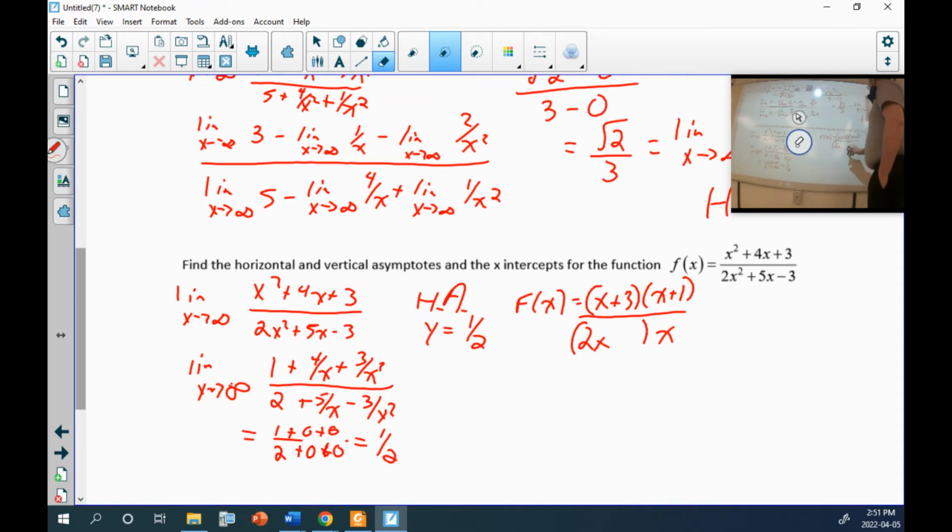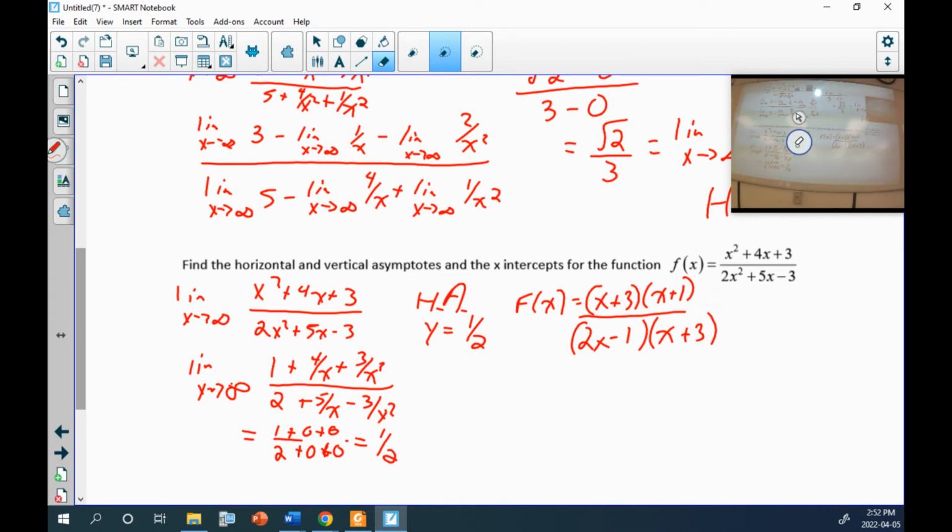Now I know I'm going to have a 2 somewhere. So because that's negative, I'm going to put a positive 3 here and a minus 1 there. And I'm going to check to make sure. We have 2x squared, positive 6x, minus x gives me my minus 5, and I have my minus 3. So basically what you want to do is factor that for your x-intercepts and your vertical asymptote.